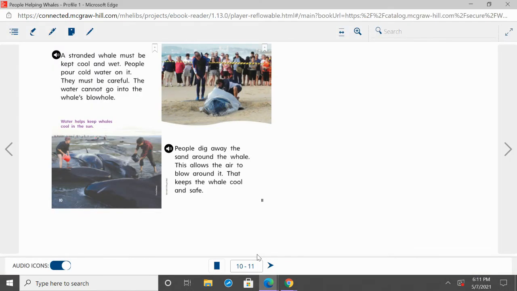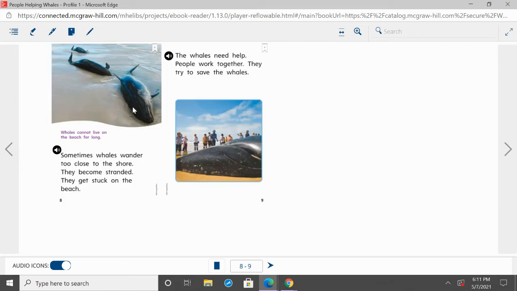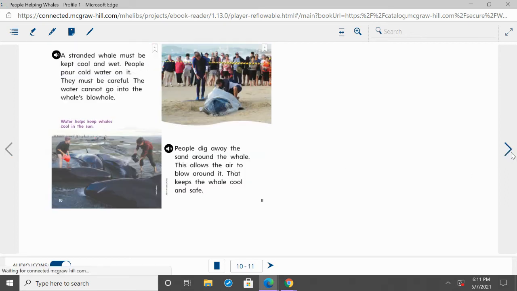So if you want to pause this so you can look at the pictures, take a moment and write down what's a key detail that we get from this picture. So I see this picture right here, and I see the people putting water on the whales. And I read the caption, and it says, water helps keep whales cool in the sun. So that's a good fact, because when these whales get beached, when they get too close to shore and end up on the sand and not in the water anymore, they need to stay cool in order to survive before the humans can get them back into the ocean.